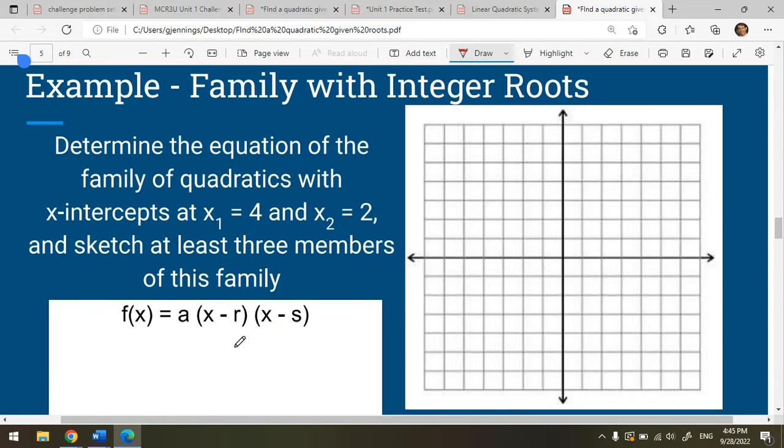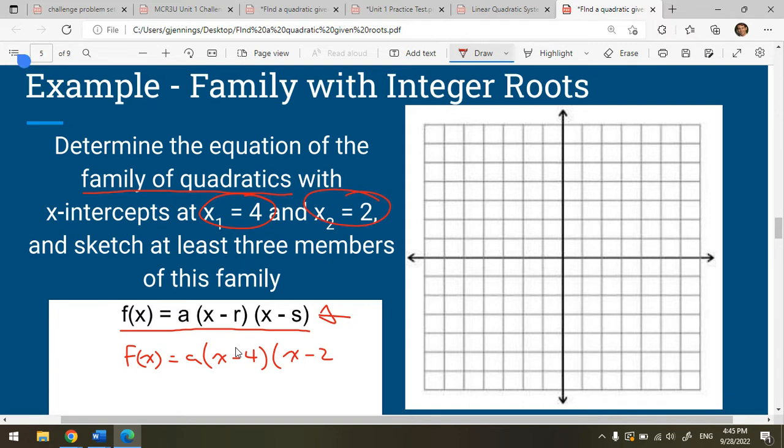Now, we're going to be using that idea of having the factored form, where we can express a quadratic as a function of x such that a multiplied by (x minus r) times (x minus s) gives us a parabola, where r and s are the roots. So if we want to determine the equations of a full family of quadratics, what we would write here is f of x is equal to a multiplied by (x minus the first root), so x minus 4, and then (x minus 2), the second root.